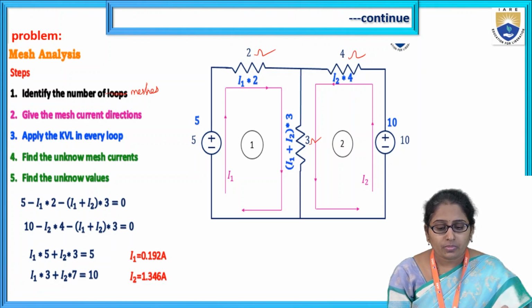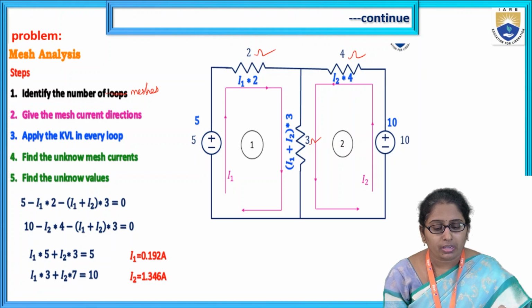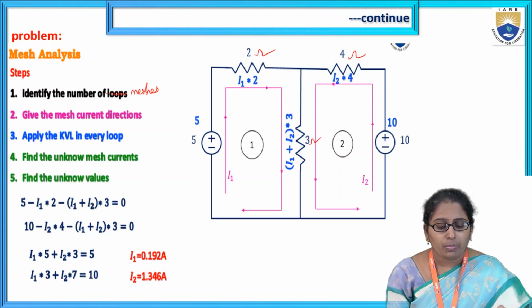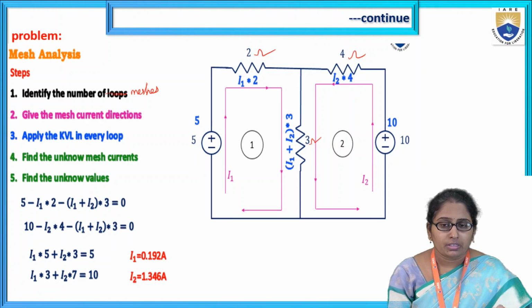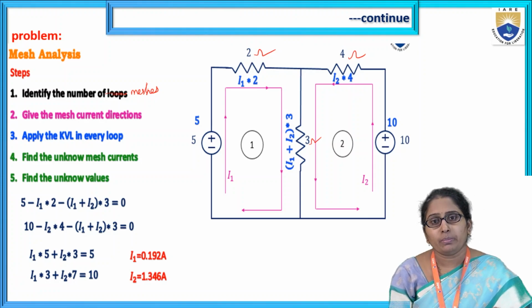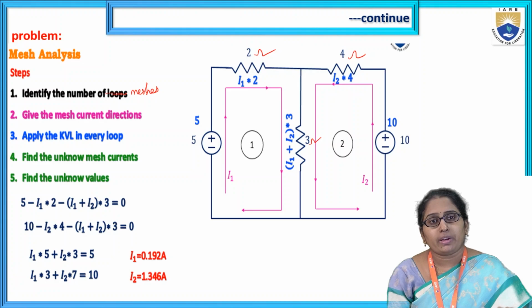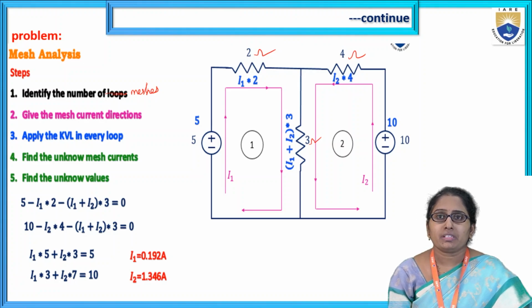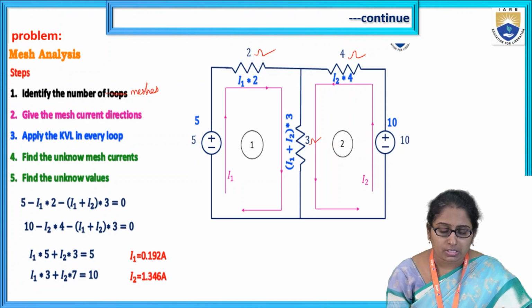Identify the number of meshes. Second, give the mesh current directions. Then apply KVL in each mesh. Fourth, find the unknown mesh currents by solving those equations. And last, find the unknown currents, the current in any element, not only the mesh current. We can find the current in any element in the circuit using mesh analysis.